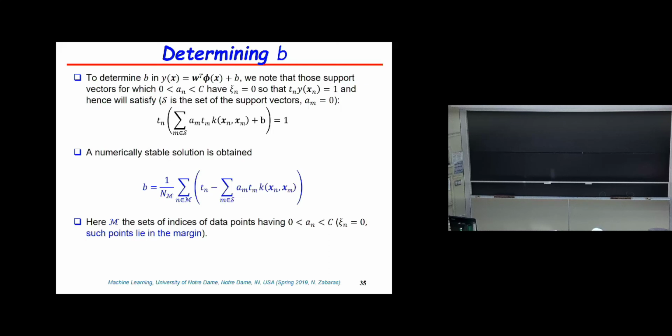okay? And again, when you follow the algebra, you will see these are the points where alpha n is strictly greater than 0 and less than C. You get an expression that looks similar to what we had before. The two indices here are different because this is the support vectors, and this set is only the points for which Cn equals 0.